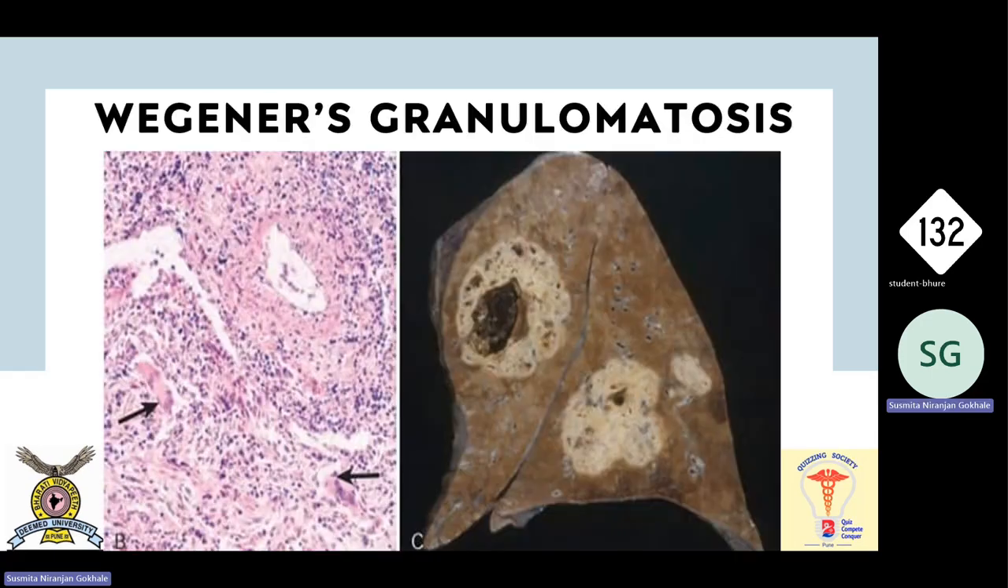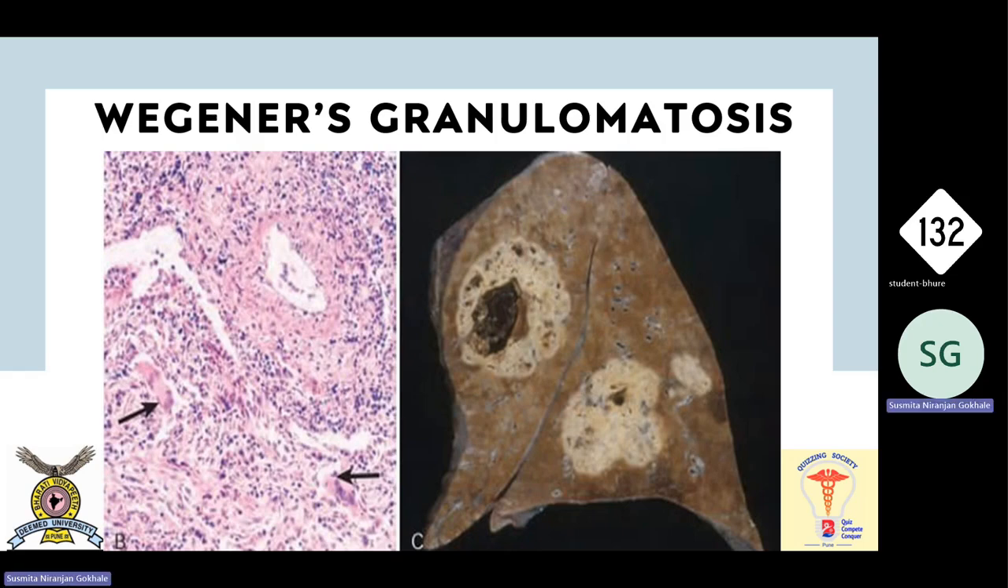Next we have Wegener's granulomatosis. As the name suggests, it is associated with granulomas, which consist of giant cells, and they also have multiple lymphocytes. Wegener's granulomatosis is characterized by a triad, which is seen by the presence of granulomas in the upper respiratory tract and the lower respiratory tract, or both.